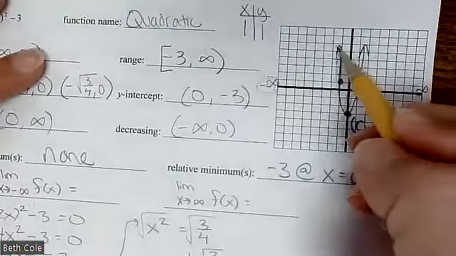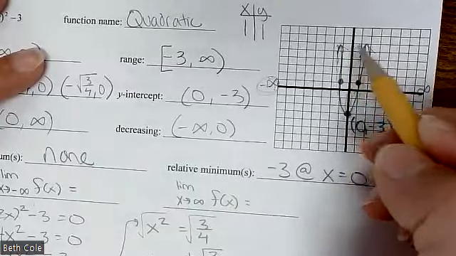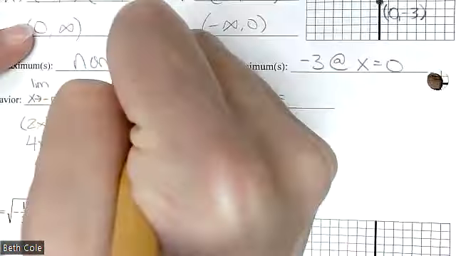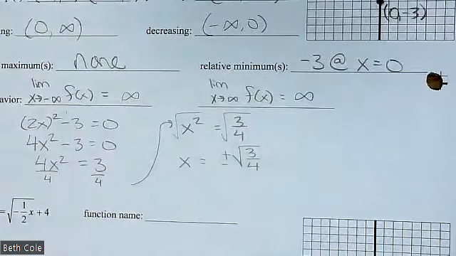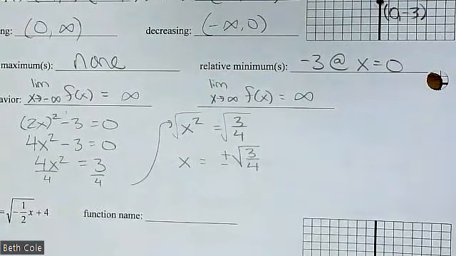Where do both of these arrows point? Up. So both of these are going to be positive infinity. Down would be negative infinity.